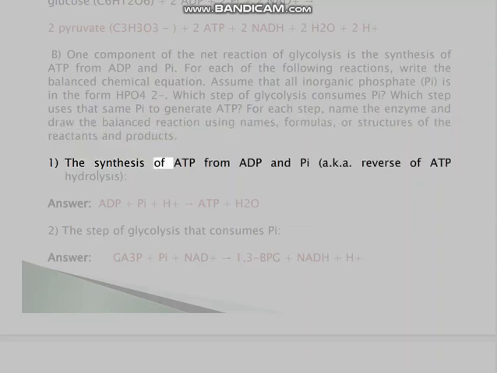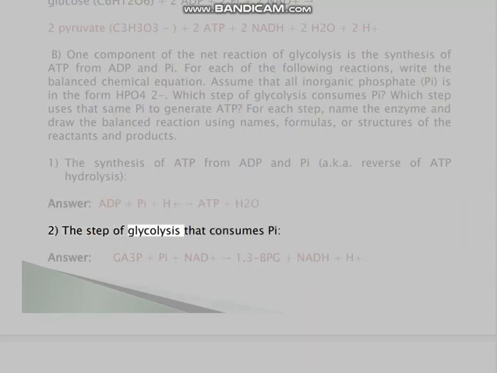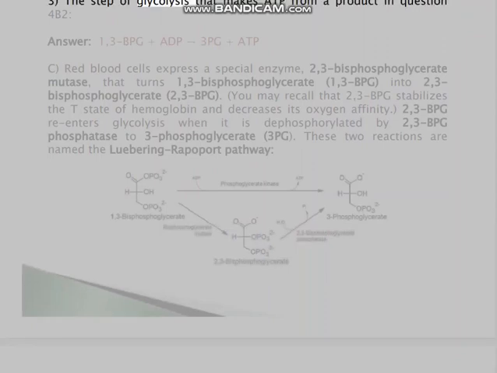1. The synthesis of ATP from ADP and Pi, aka reverse of ATP hydrolysis. Answer: ADP plus Pi plus H+ gives ATP plus H2O. 2. The step of glycolysis that consumes Pi. Answer: GA3P plus Pi plus NAD+ gives 1,3-BPG plus NADH plus H+. 3. The step of glycolysis that makes ATP from a product in question 4B2. Answer: 1,3-BPG plus ADP gives 3-PG plus ATP.